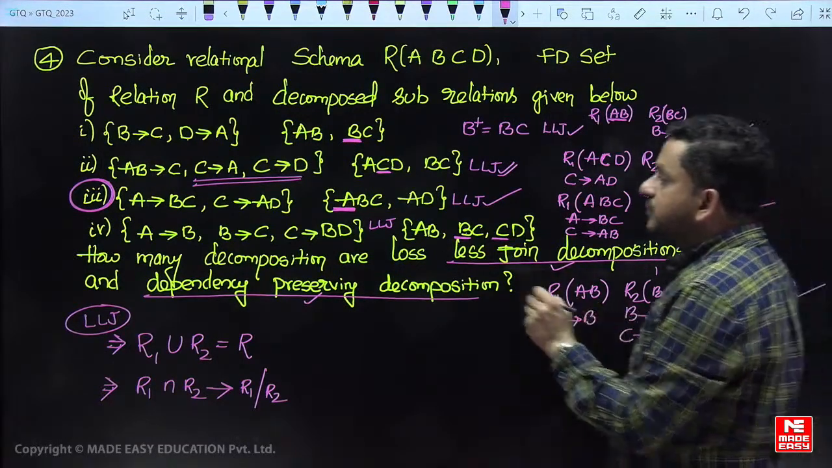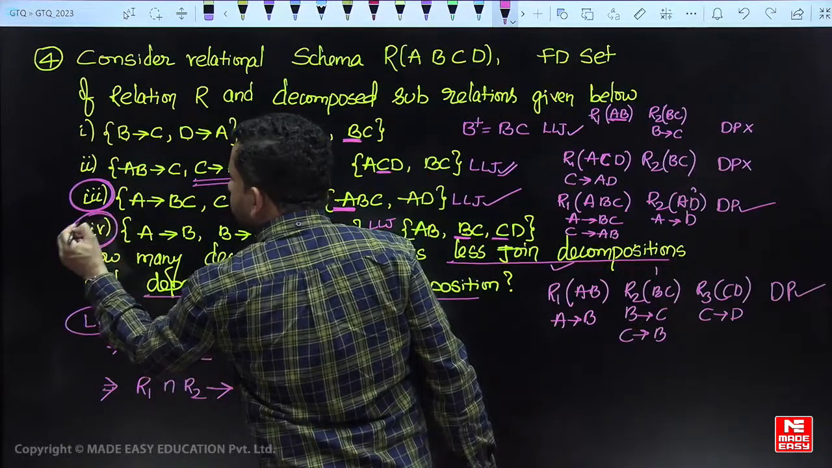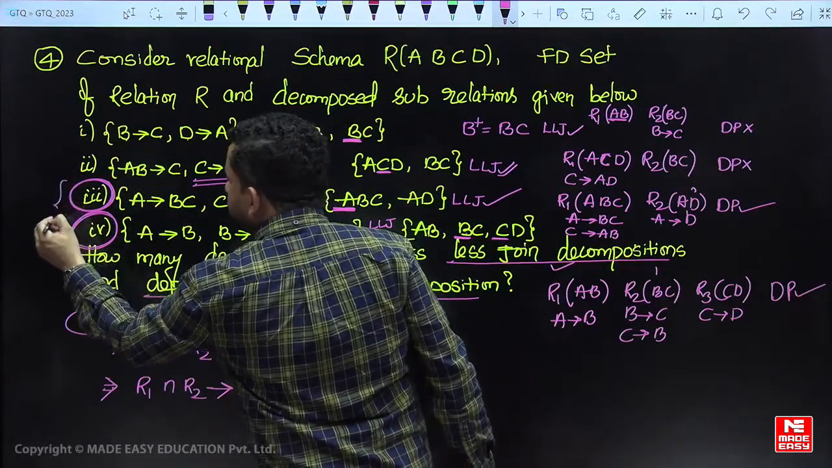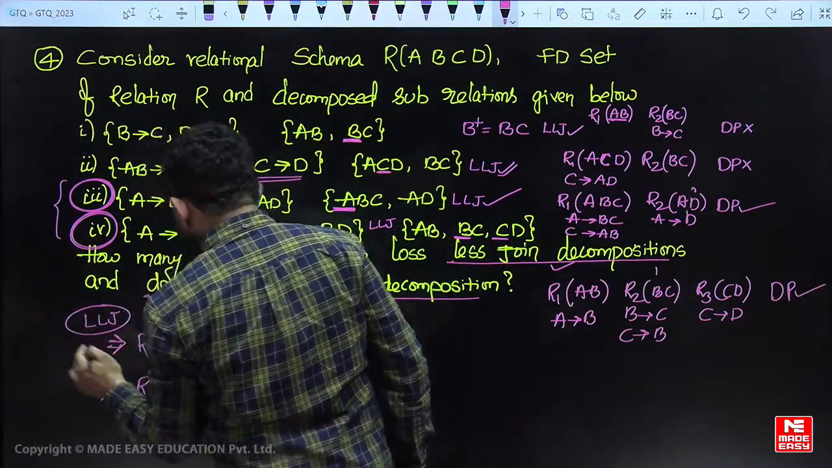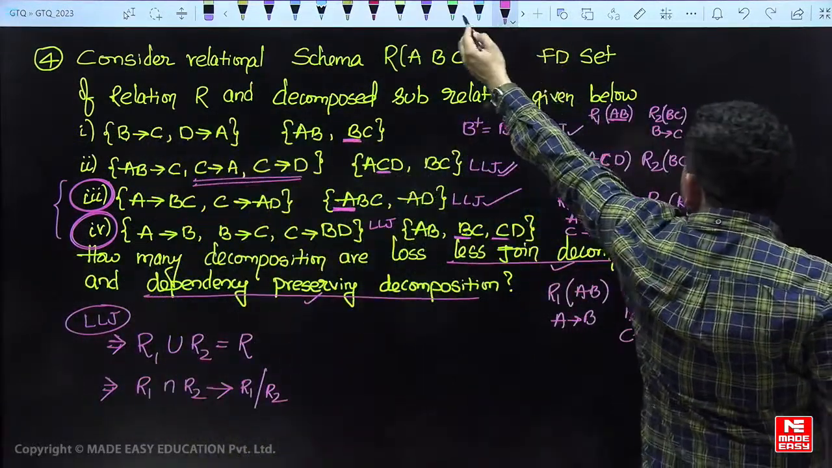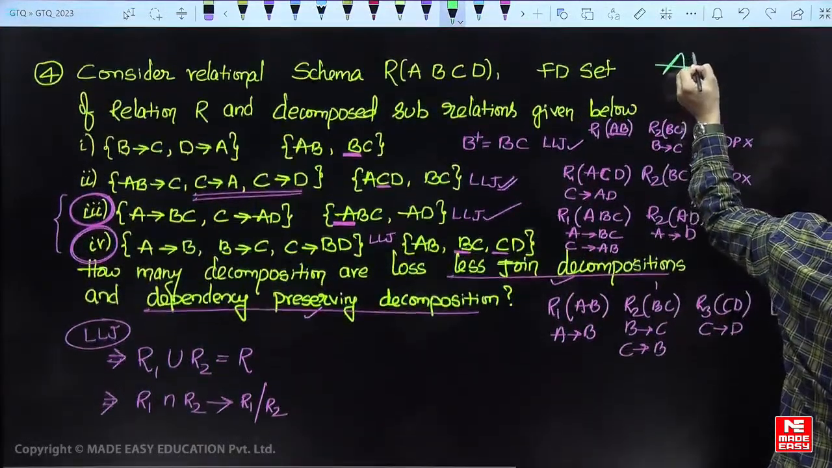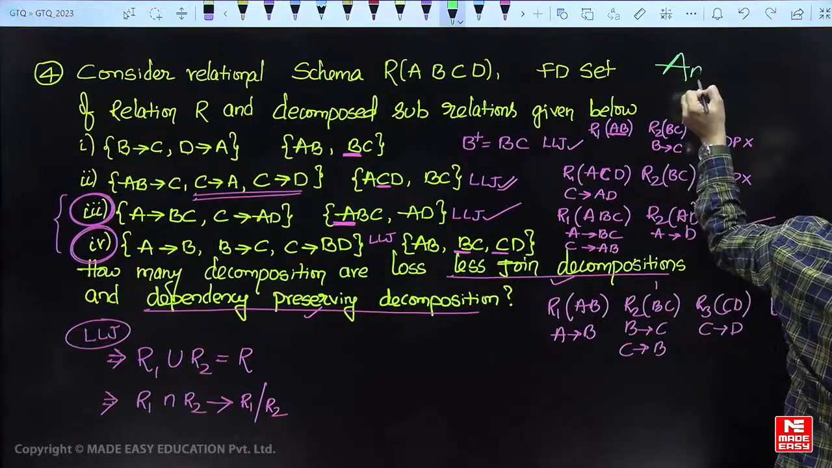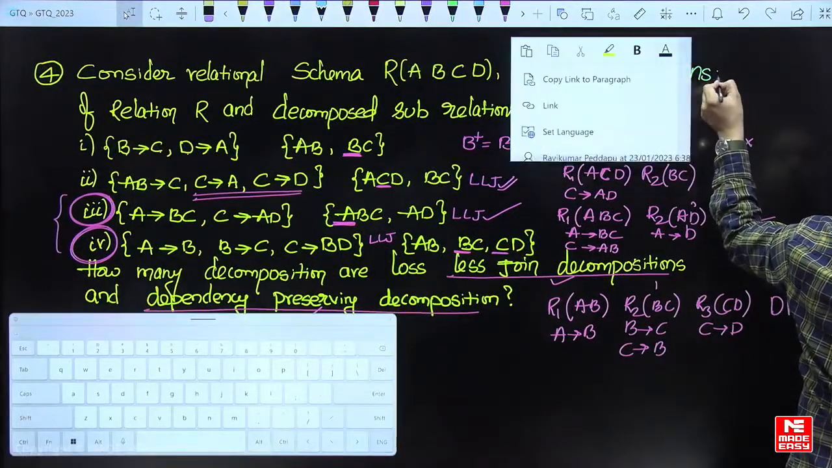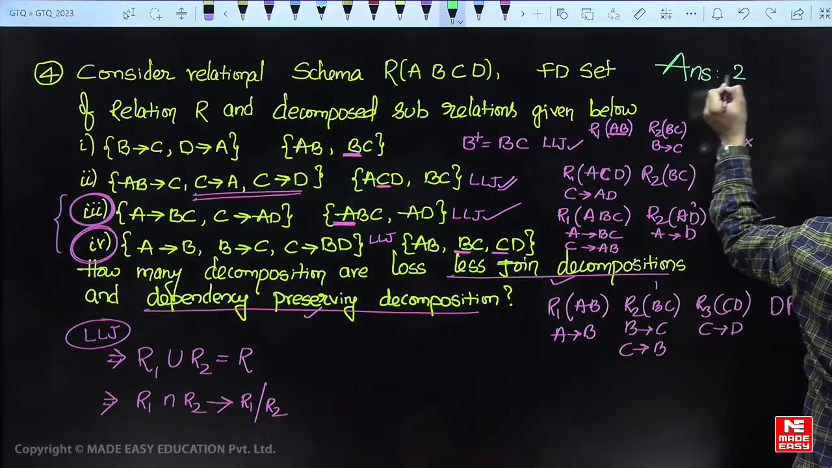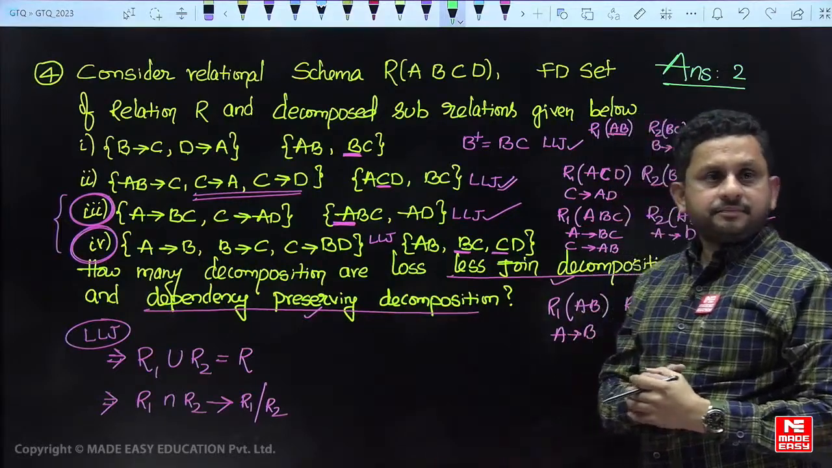So the third one is lossless join and dependency preserving. The fourth one is also lossless join and dependency preserving. So these two are lossless and dependency preserving decompositions. So the answer to this question is two decompositions. It's a numerical question, so the answer is 2.